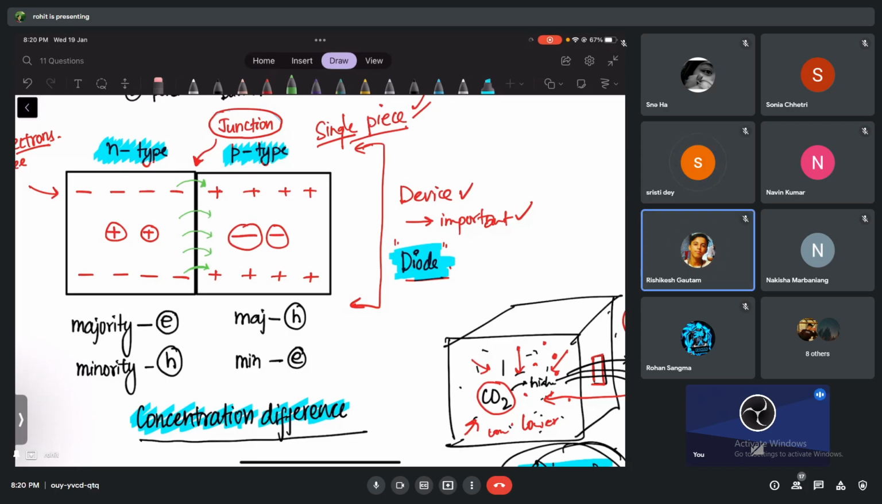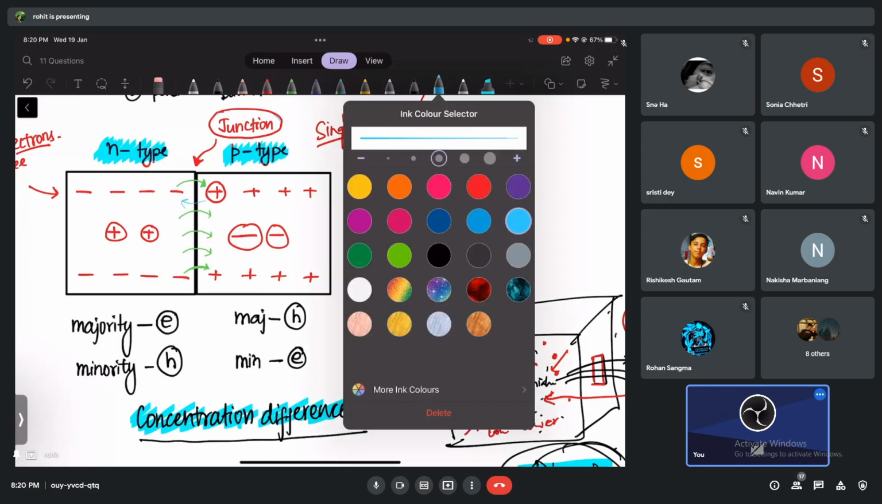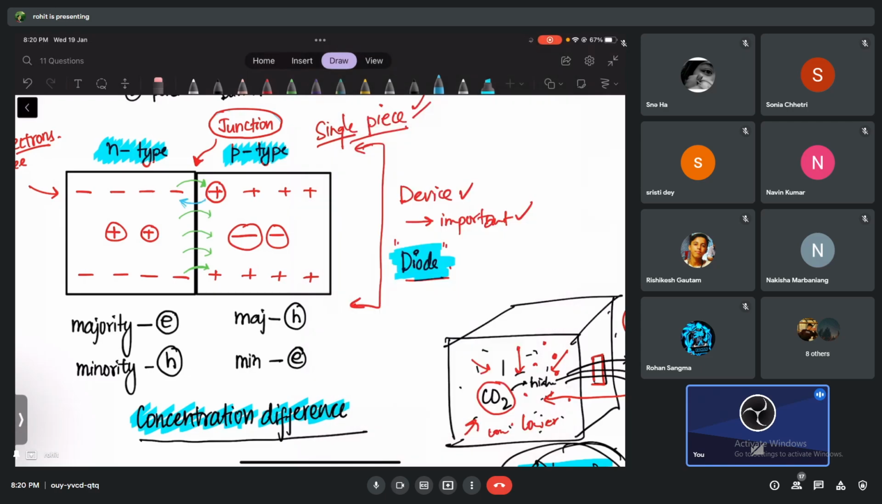Same process. What do you think will happen with the positive charges, guys? These positive charges, will they sit there or go to the other side? They also will move to the other side. They will go towards the n side, they will start diffusing. The positive charges also will start diffusing.